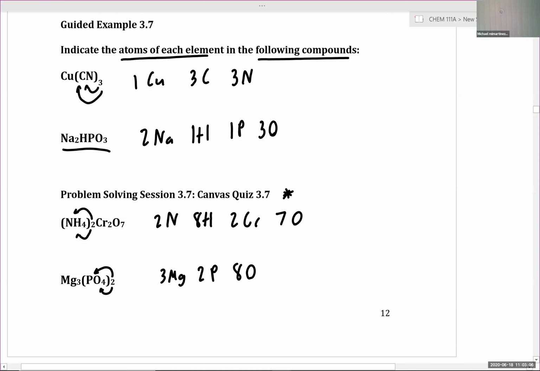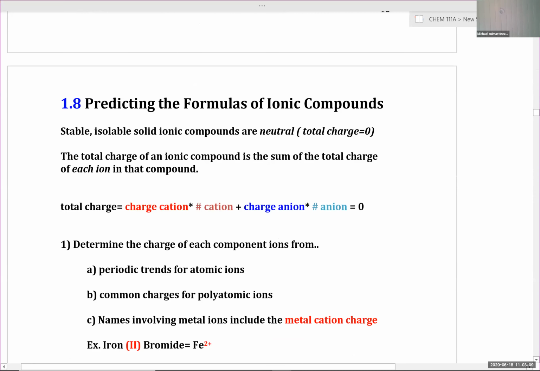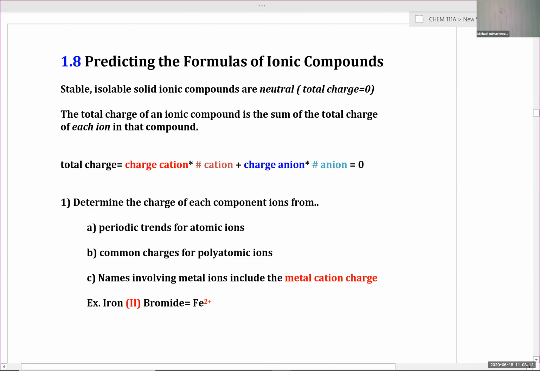If not, let's continue on and talk about the process to predict the formulas of ionic compounds. We're first going to start with a general rule that stable, isolable, solid ionic compounds, I know that's a lot of qualifying statements, are typically neutral with a total charge of 0. Generally, you can't have isolated charges in nature. Charges typically come paired, where you have a cationic positive charge and an anionic negative charge. So the total charge of an ionic compound is the sum of the total charge of each ion.